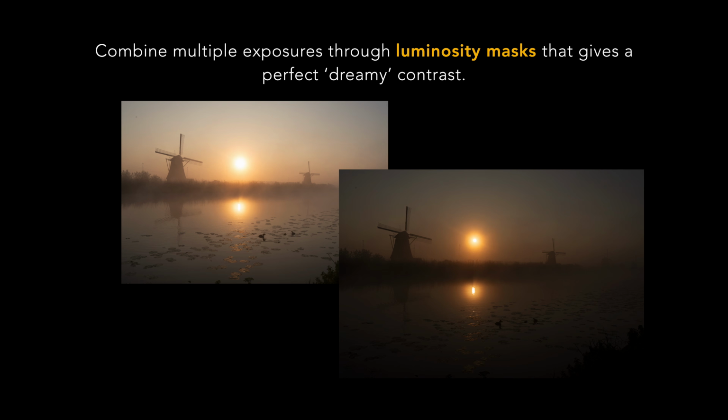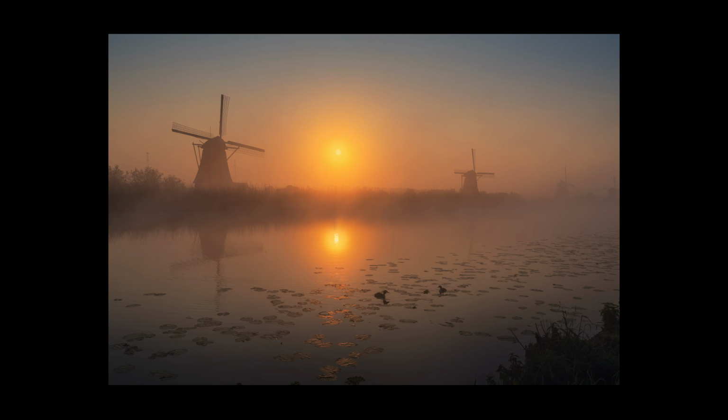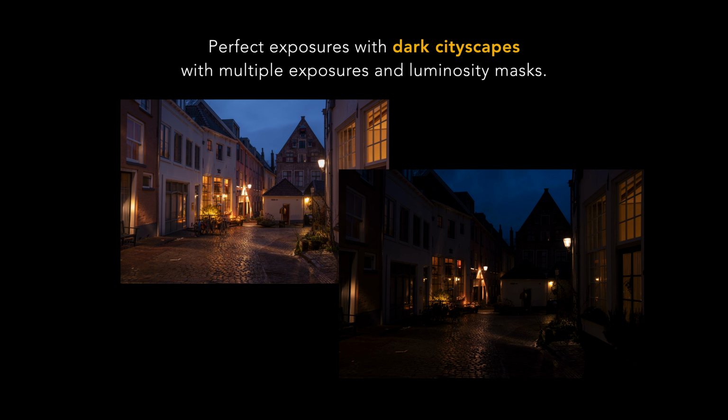We can combine multiple exposures as well in a very nice, subtle way with luminosity masking by doing a selection on a channel, like on the lights tool, for example. We select it and we blend in a darker exposure there. So here we can see that. We get again a very good contrast in a photo, and a little bit dreamy often because of those very soft selections. Here's an example in a dark cityscape.